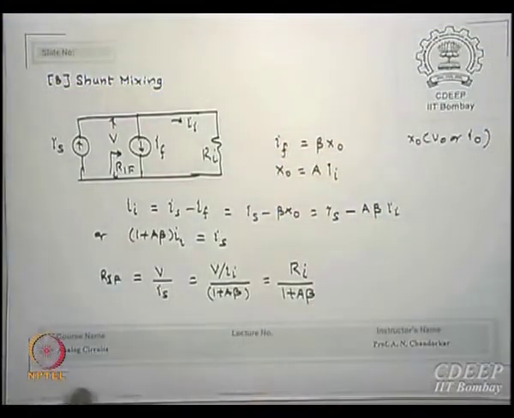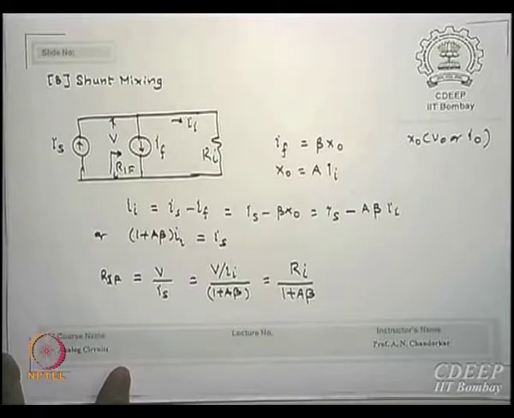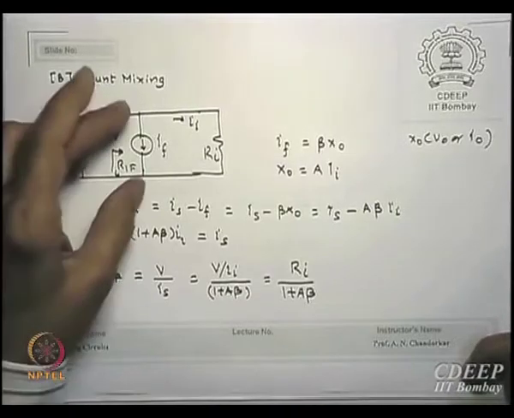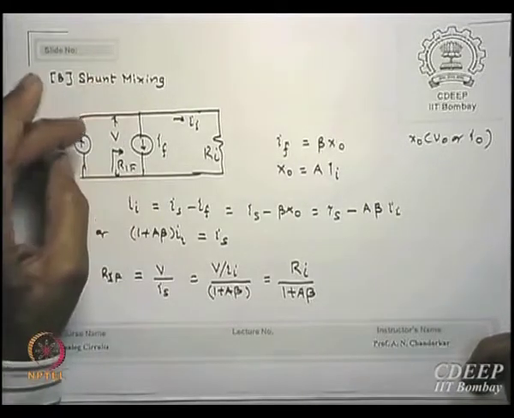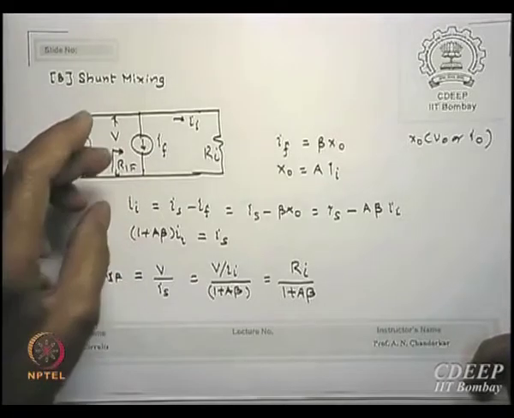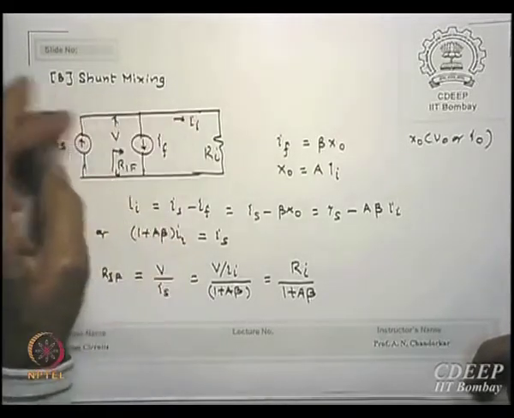If I do shunt mixing at the input, please remember shunt. What kind of mixing can be done by shunt? Not voltage. Voltage cannot be shunted across; we cannot connect one voltage source across another voltage source. So what can we shunt? Current sources. So this is my current source Is, and this is the feedback If, and I am putting an Rif here, and I want to know what the Rif is.